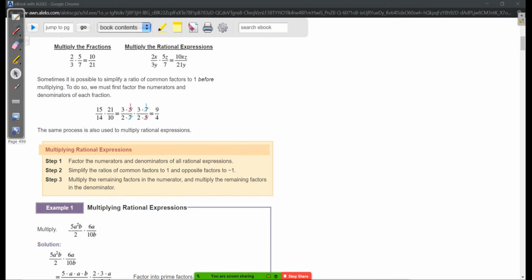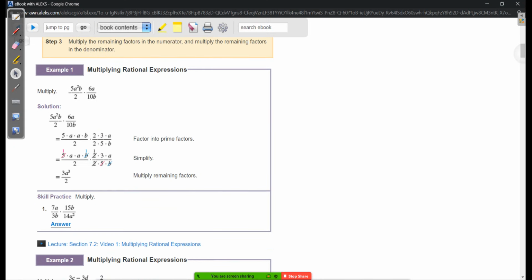I'll show you the way the book does it, and I'm pretty sure they just multiply the a's out and stuff. So step 2, simplify the ratios of common factors to 1. Multiply the remaining factors. Again, we don't have to follow that. No big deal. And sure enough, it does 5 times a times b. We're not going to write that, are we? We're just going to glide along like it did in the example.